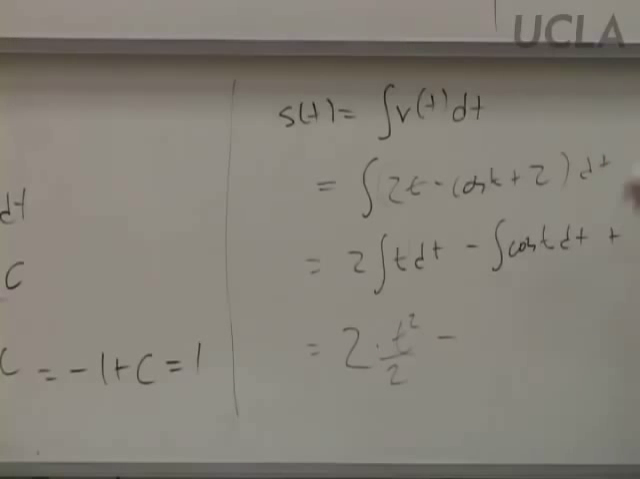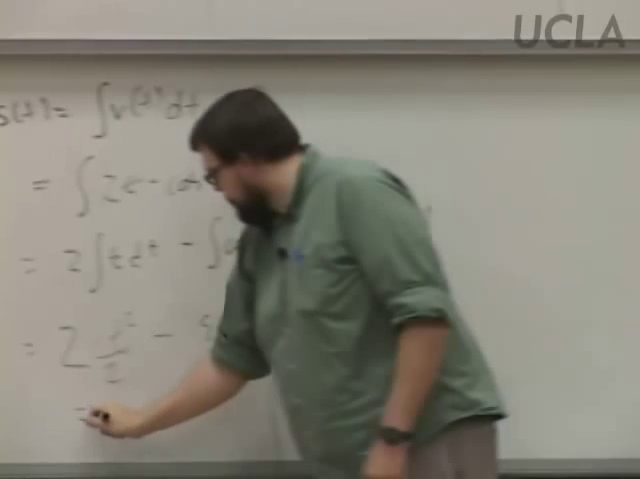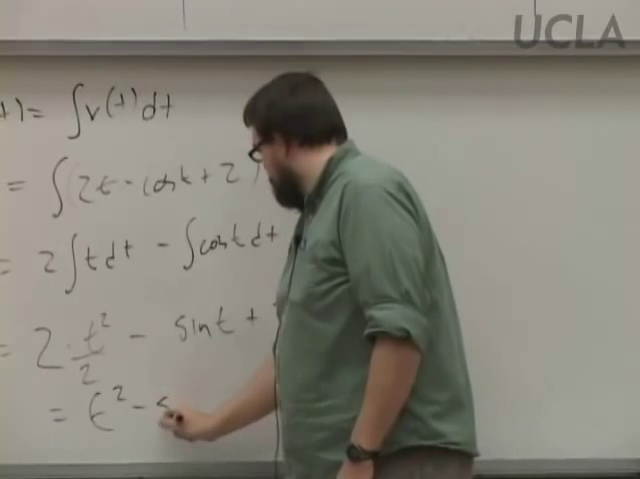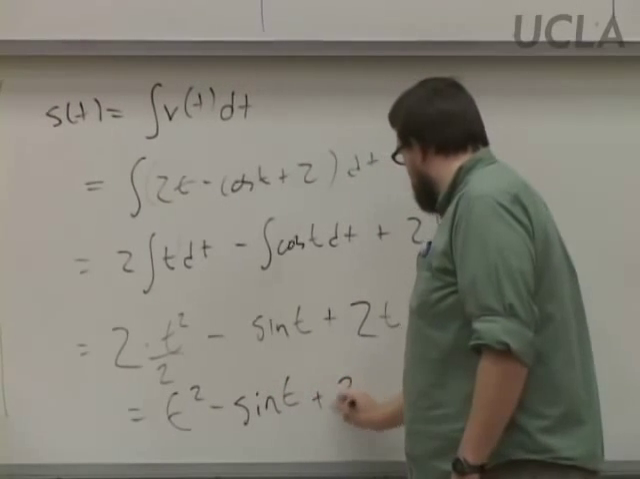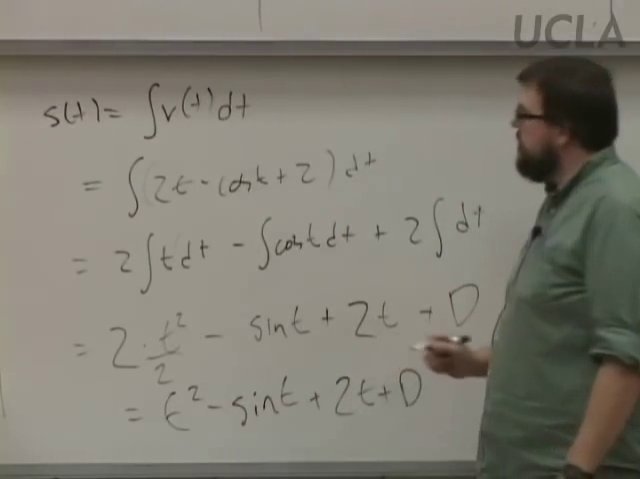The integral of cosine, because we now fixed it up here, is sine. And the integral of dt we already did. So this, and then of course there's another constant. I'll use d just to say it's a different constant than c, which we used before. So this is t squared minus sine of t plus 2t plus d.